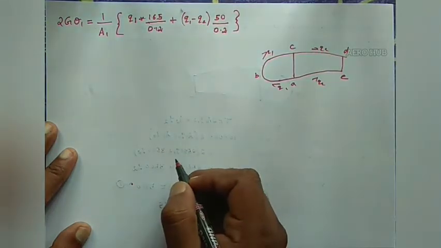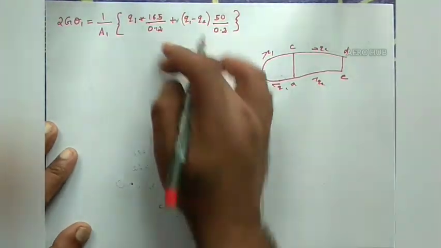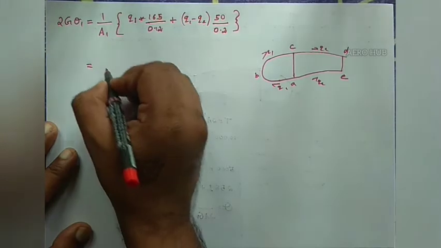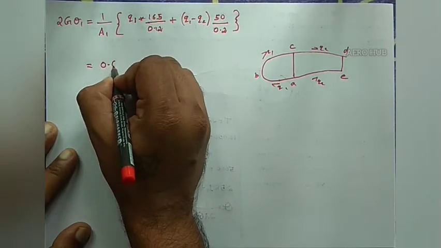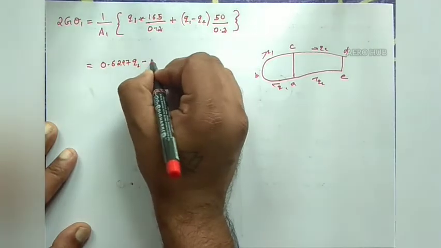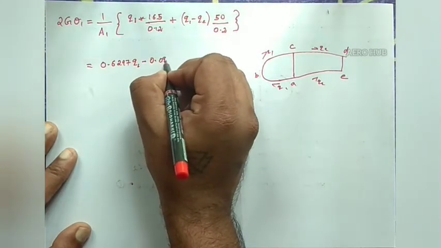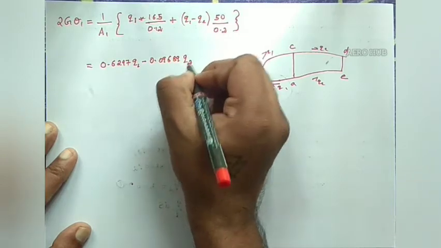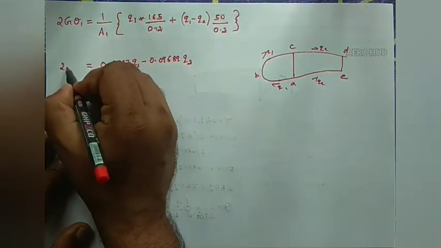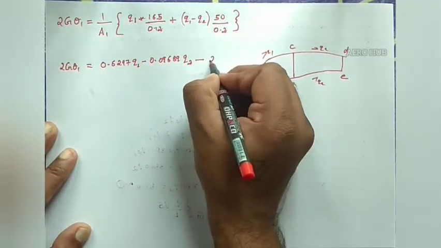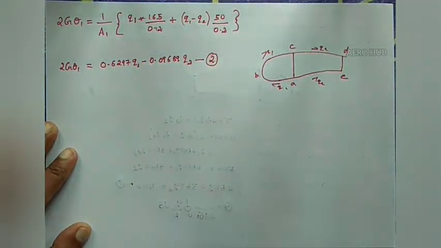Okay. Now you have to solve this equation. After solving, I will be getting 2Gθ1 equal to 0.6297 Q1 minus 0.09689 Q2. This I will be getting after solving this equation. I will put this as equation number 2.